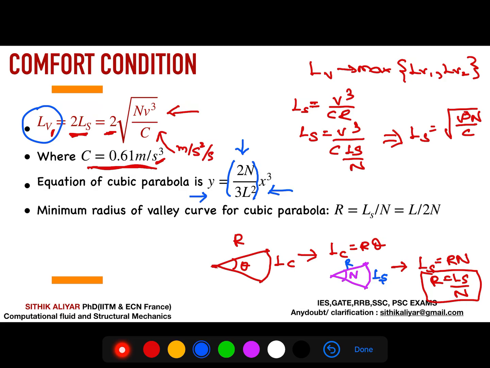So I hope from this slide you have understood how to determine the length of the valley curve based on a comfort criteria. 2 into square root of n V cube by C, where C is 0.61 meter per second cube, V is in meter per second, and n is the deviation angle.